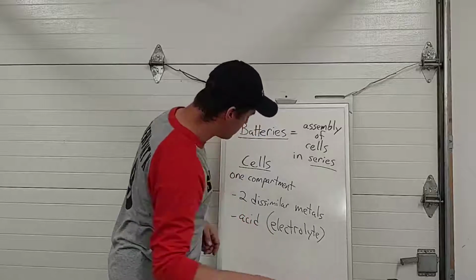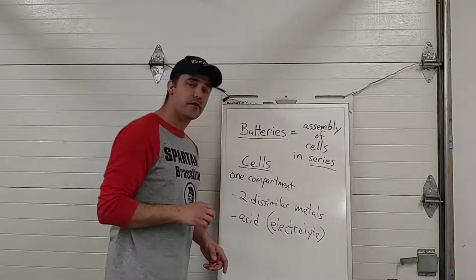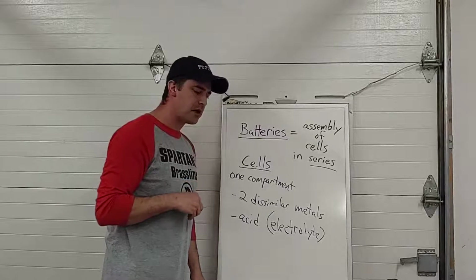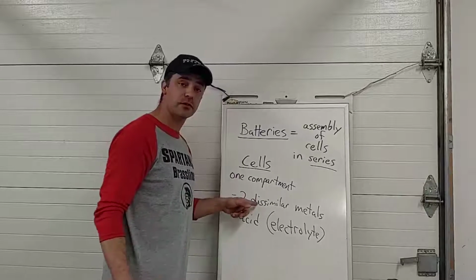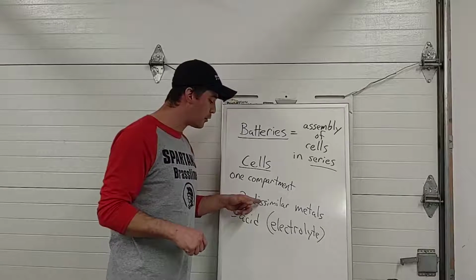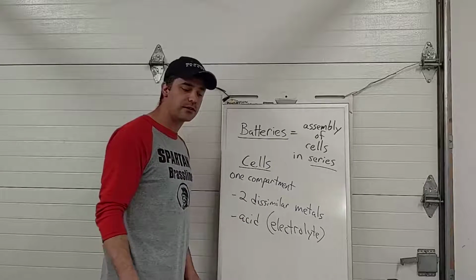You can make a cell very easily. Sometimes you do this accidentally. If you've ever put a piece of foil in your mouth and you've got some dental work, metal fillings inside your mouth, you have the basic ingredients because you now have two dissimilar metals, whatever metal they use to make the fillings in your teeth, and the foil, and then the acid would be your saliva. Saliva is actually slightly acidic.